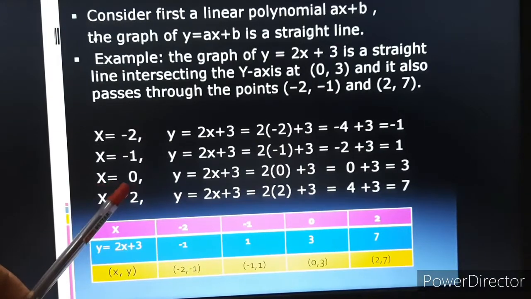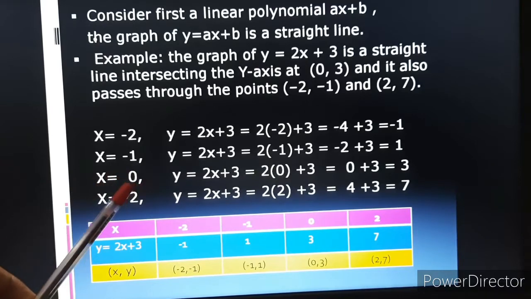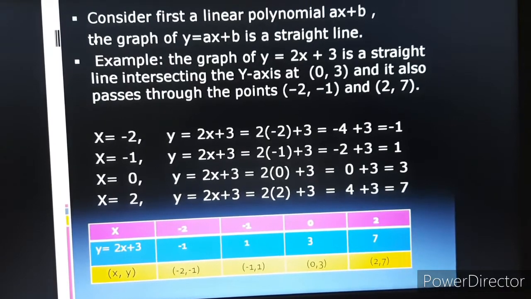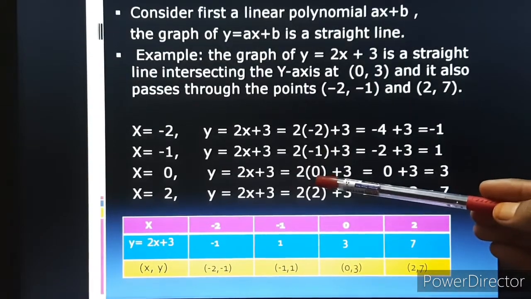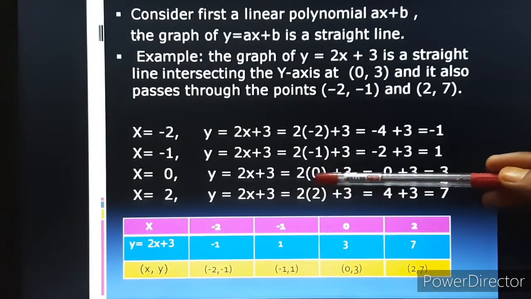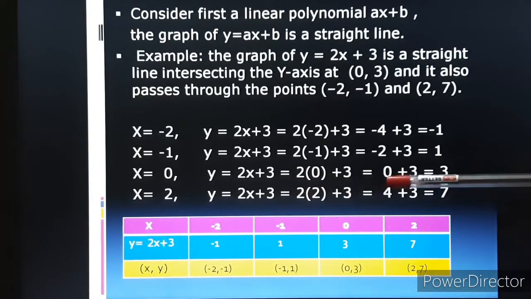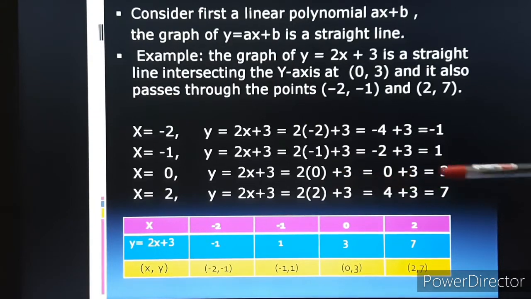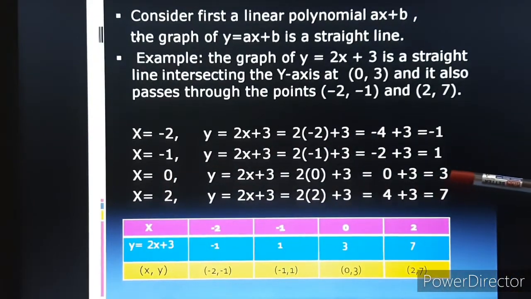Now x equals 0. We have to substitute this x value in y equals 2x plus 3. So 2 into 0 plus 3. 2 into 0 is 0, because any number multiplied by 0, the answer will always be 0. So 2 into 0 is 0, plus 3. 0 plus 3 becomes 3. So when the x coordinate is 0, we got the y coordinate as 3.